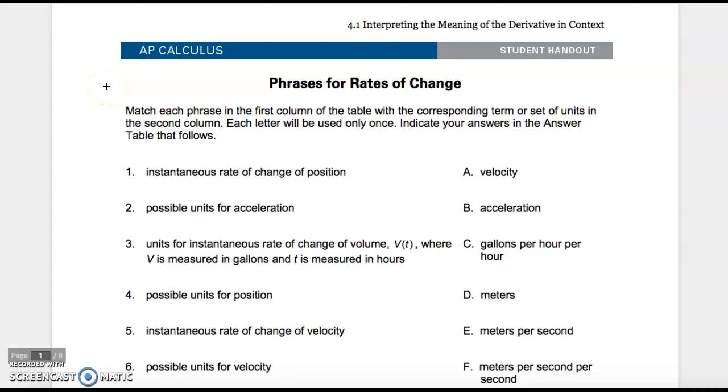Hey guys, so in this video we are going to start looking at derivatives and interpreting them in a context or a situation. We have already covered that when you are finding the derivative, you're finding an instantaneous rate of change, also known as the slope of a tangent line, but we have to start being able to deal with derivatives in actual real world situations.